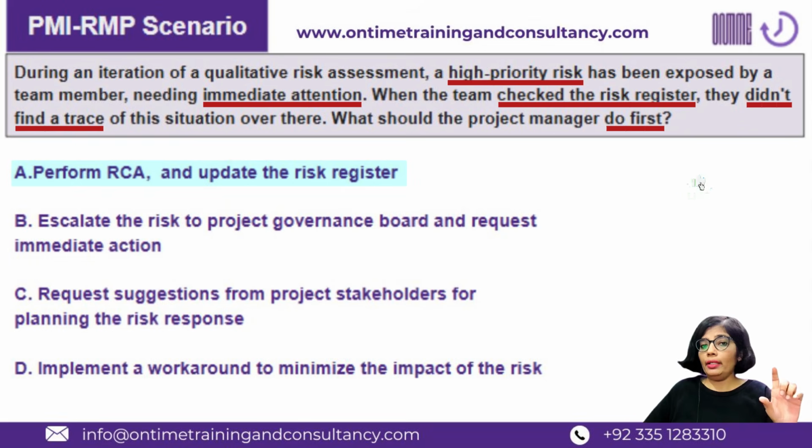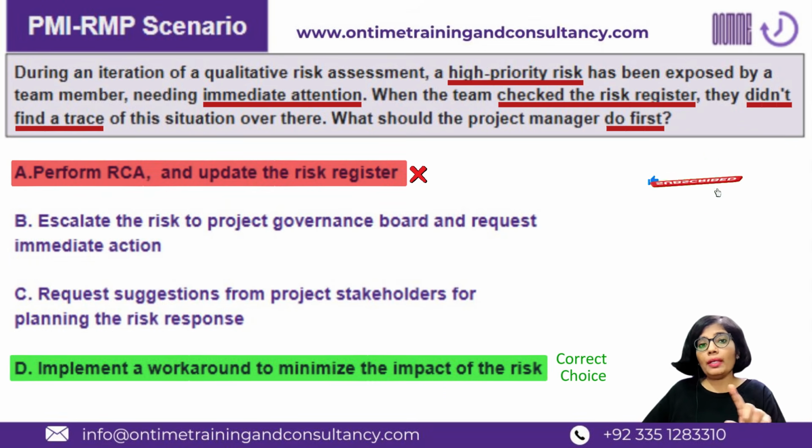So between A and D, of course, D is going to be the right thing to do. Implement a workaround to minimize the impact of the risk, which is exactly the same thing I just explained. Now, maybe some of you would say, why workaround? This is still a risk. This has not become an issue yet. Why would we come up with a workaround? Workaround is in the situation where you already have converted a risk into an issue, a known risk or an unknown risk into an issue, and then we go for a fix or workaround.